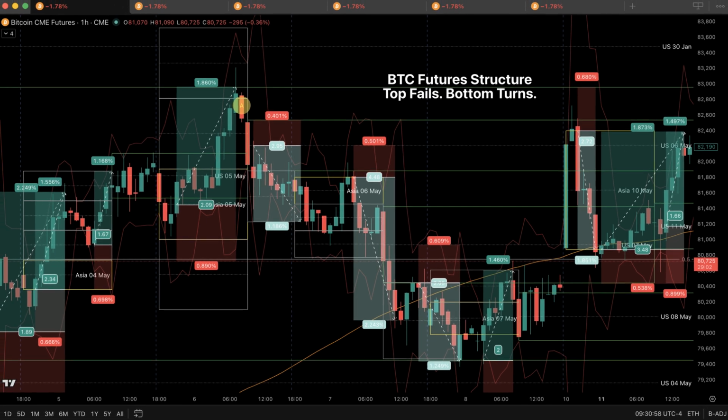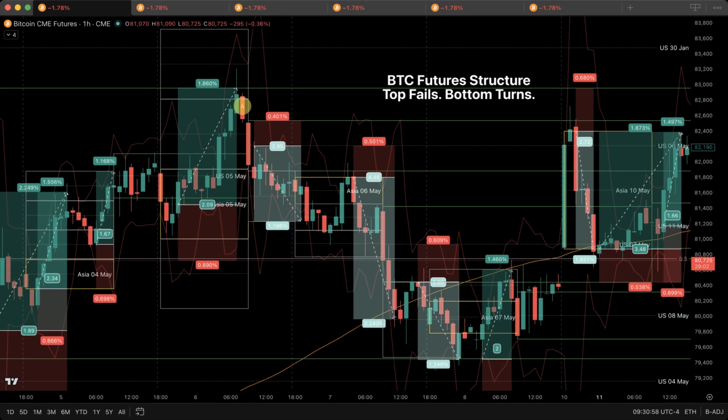Price expands wide, but it cannot leave the box. The session forms across old memory. May 10th Asia session forms between May 7th U.S. session midpoint and May 6th U.S. session upper boundary. It expands wide.